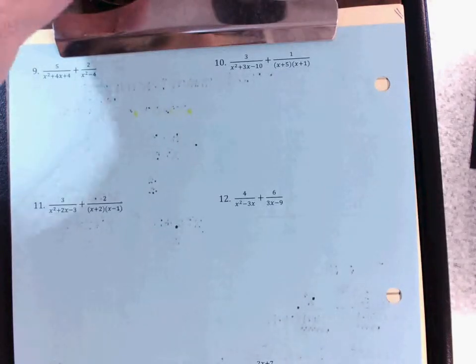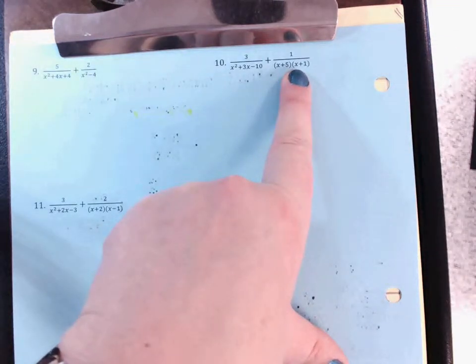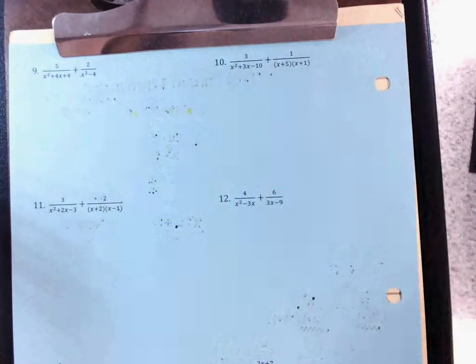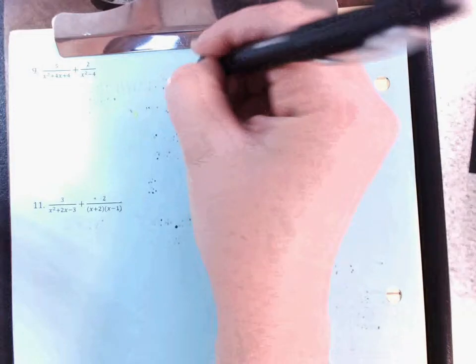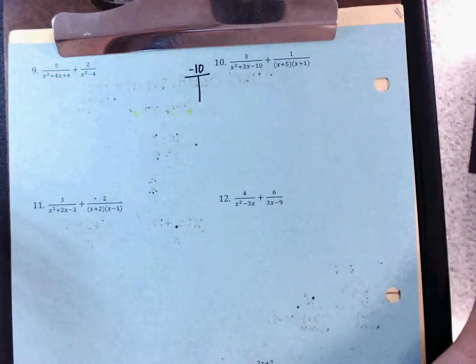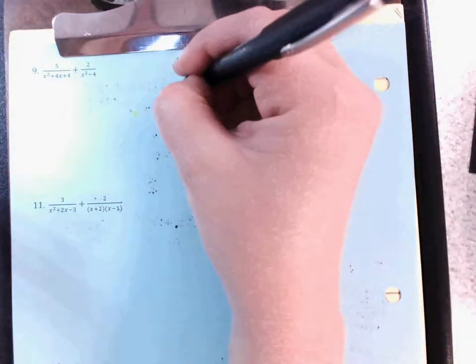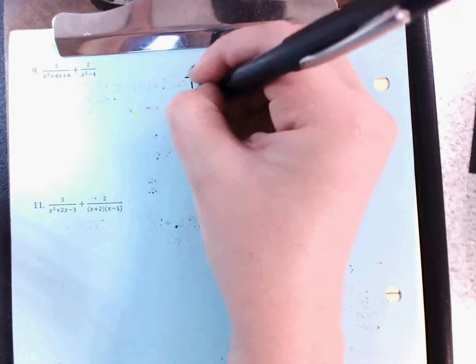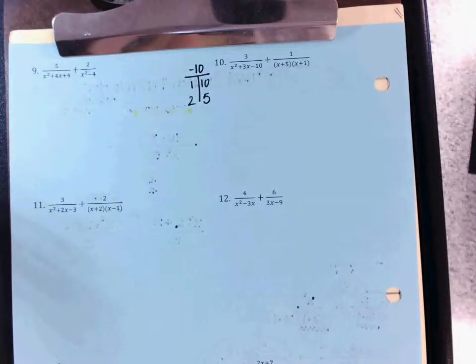Let's do number 10. Okay, look at the first bottom. Now notice this one is already done for you, so I just have to do that one. So what method is that going to be to break it down? T-chart. Negative 10 at the top. I have 1 times 10 or 2 times 5. Which one is going to give me the correct number in the middle?